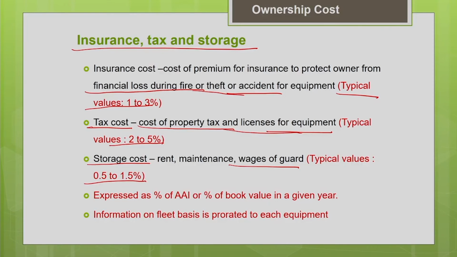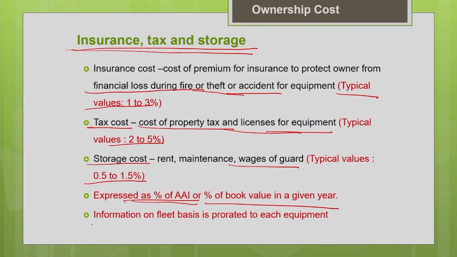All these components of the ownership cost are expressed as a percentage of the average annual investment, or the average value of the machine. Just now, in the previous slide, we discussed what the average value of the machine is. These components are expressed as a percentage of the average annual investment, or the average value of the machine, or the percentage of the book value in a given year. This information we may get on an entire equipment fleet basis, then you can prorate it to the individual equipment according to your requirement.